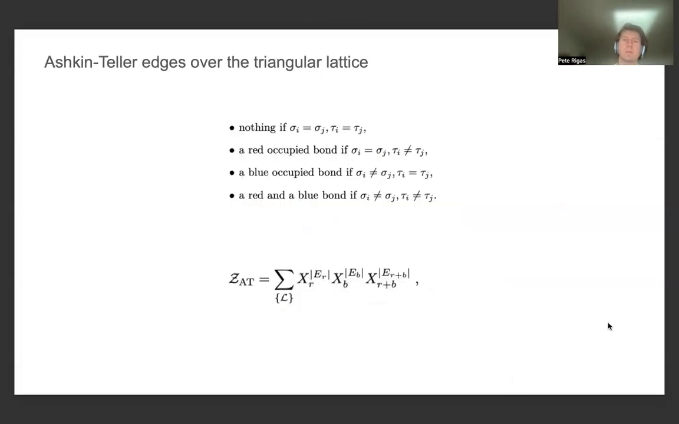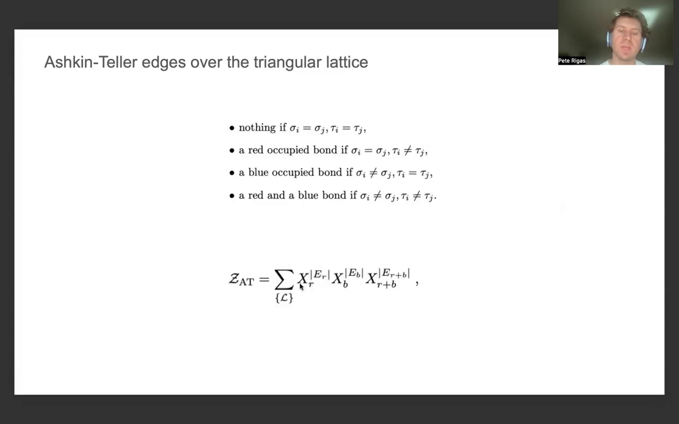And the Ashkin-Teller models, like we had alluded to, over the triangular lattice, are defined from the fact that we don't color one of the edges red or blue if all of the spins of the 4 spins of the 2 Potts models that we're coupling together are the same, or we can color one of them red if sigma i is equal to sigma j, but tau i is not equal to tau j. Or, as given in the third item, we can color the bond blue if sigma i is not equal to sigma j or tau i is equal to tau j. And finally, we can color a bond blue and red if none of sigma i, sigma j, tau i, or tau j are equal.